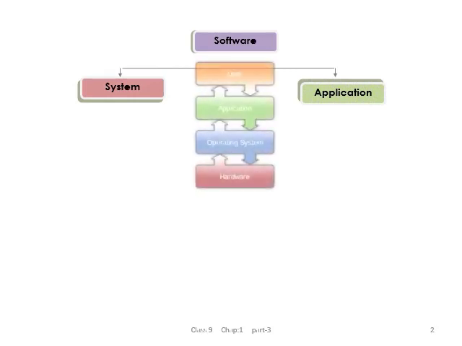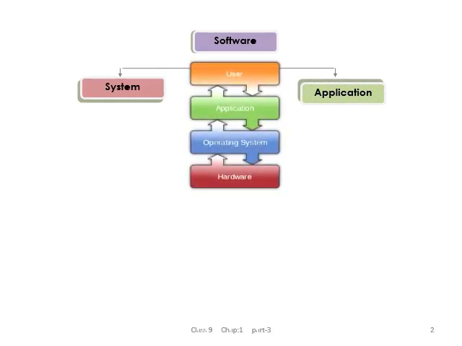The system software basically provides the working environment between user and hardware. So we can call them backend software. Whereas the application software is for the sake of users and we can call them front-end software.